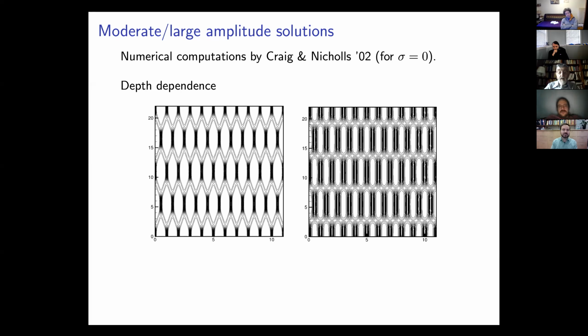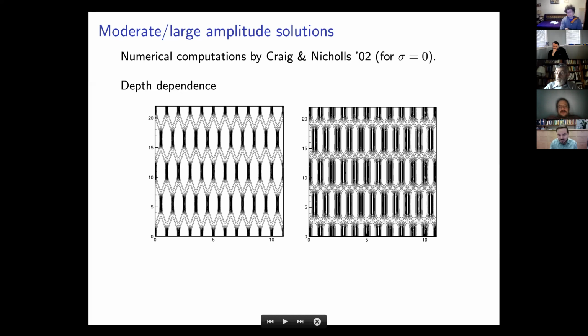So one interesting thing that you see if you go to higher amplitude, and this is from a paper by Craig and Nichols for the pure gravity case, is marked depth dependence. On the left, we have shallow water, and to the right, deep water.